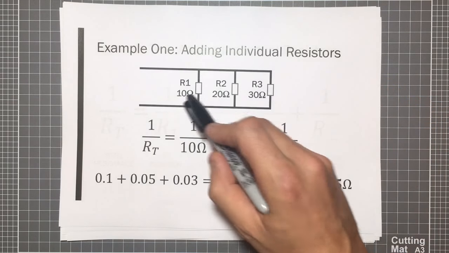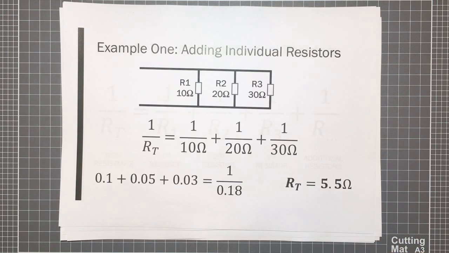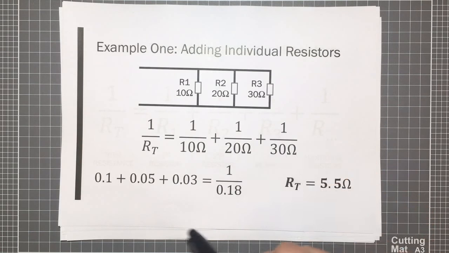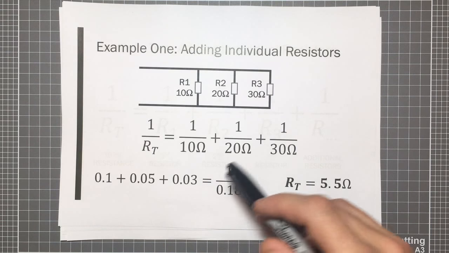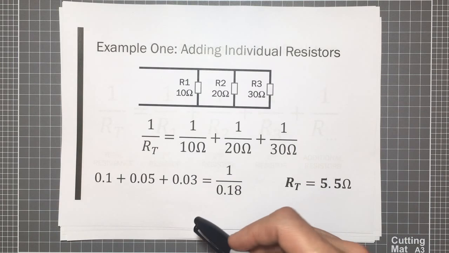So we've got 10, 20, and 30. Underneath the line, we've got 10, 20, 30. So nice and easy. Now all we need to do is we divide these ones up. Normally you would just punch this into a calculator, but if you had to do it manually, this is how you would do it. I should say that.